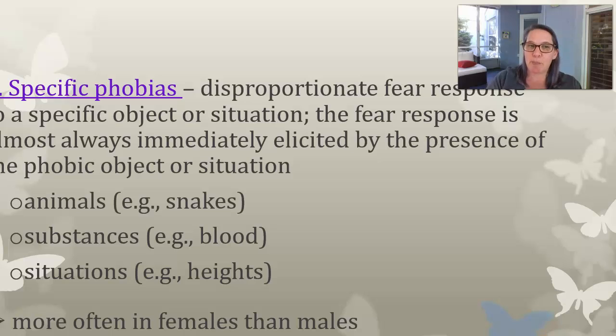So for example, common phobias that we see: a phobia of animals, okay, snakes and spiders being the most common ones. A phobia for substances, so blood, germs, okay, that's a big one too. And then a phobia for situations, so being afraid of heights, okay, that is a very common one. Specific phobias are diagnosed more often in females than they are in males.